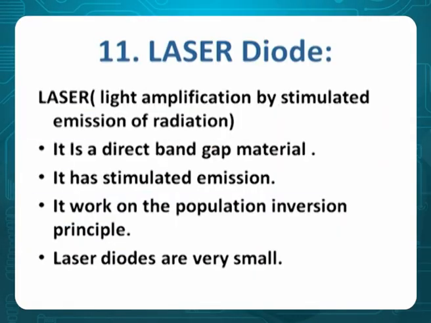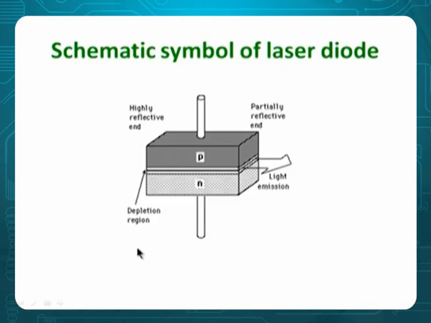Laser diode. Laser means light amplification by stimulated emission of radiation. It is made of a direct band gap material. It has stimulated emission and works on the population inversion principle. Laser diodes are very, very small. So in fact, if they work with radiation, excellent.